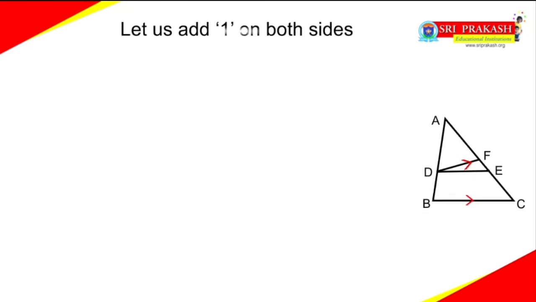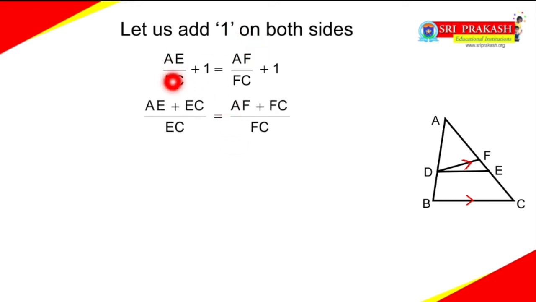Next, children, let us add 1 on both the sides to the previous result. Then we get AE by EC plus 1 is equal to AF by FC plus 1. Children, now let us simplify them by taking LCM. Then we get (AE plus EC) whole by EC is equal to (AF plus FC) whole by FC.